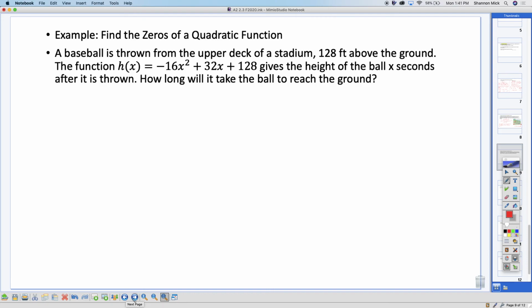A baseball is thrown from the upper deck of a stadium 128 feet above the ground. The function is h of x equals -16x squared plus 32x plus 128. It gives the height of the ball x seconds after it's thrown. How long will it take for it to hit the ground?